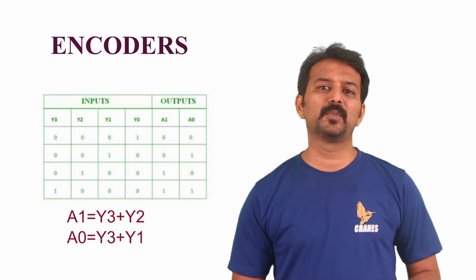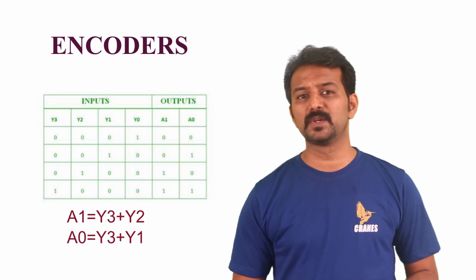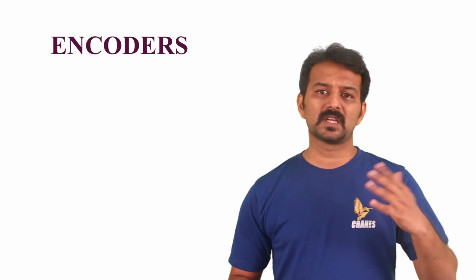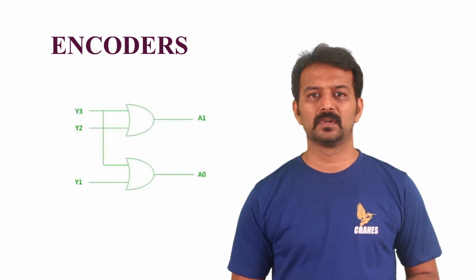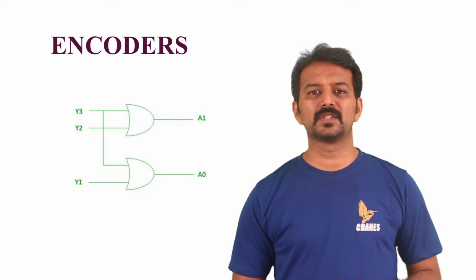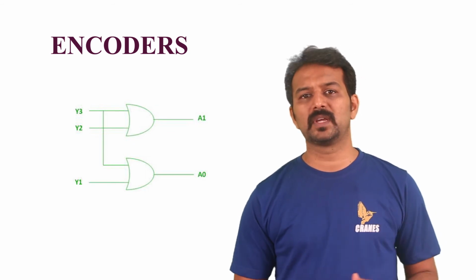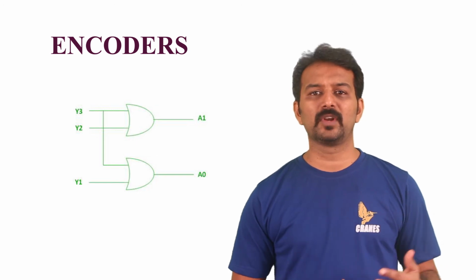We can implement the above Boolean functions by using 2 input OR gates. The circuit diagram of the 4:2 encoder is as shown. The circuit diagram contains 2 OR gates. These OR gates encode the 4 inputs with the 2 bits.